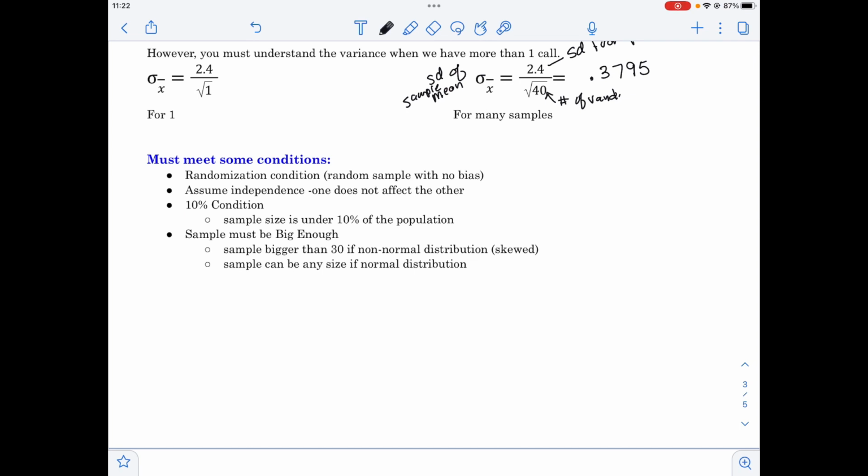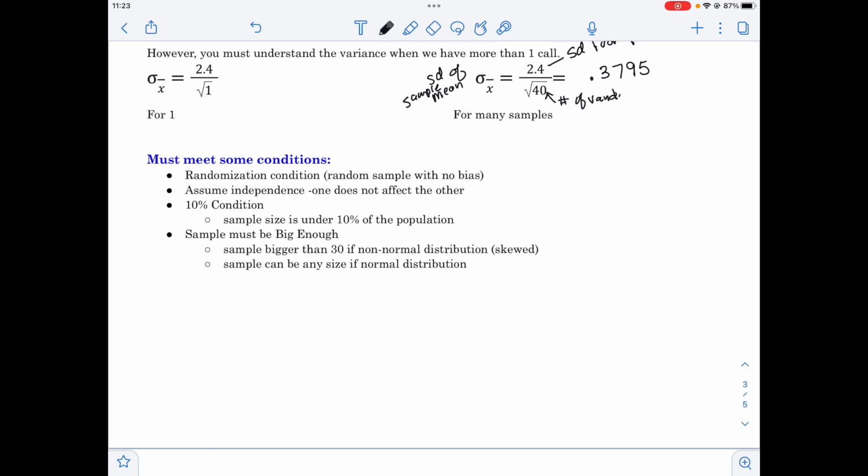We're going to assume independence, meaning that one doesn't affect the other. So like the height of a 9th grade boy would not be affected by the height of another 9th grade boy. So independent. Same thing with fire trucks. One call does not affect the other calls. There's a 10% condition rule, which means that our sample size has to be under 10% of the population.